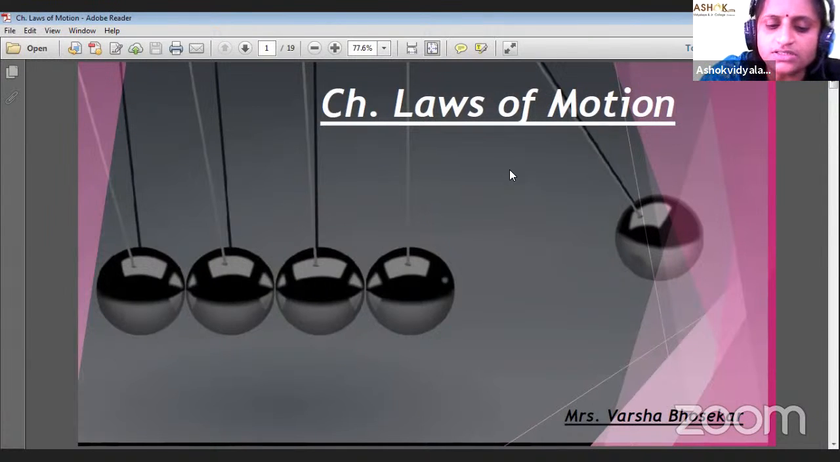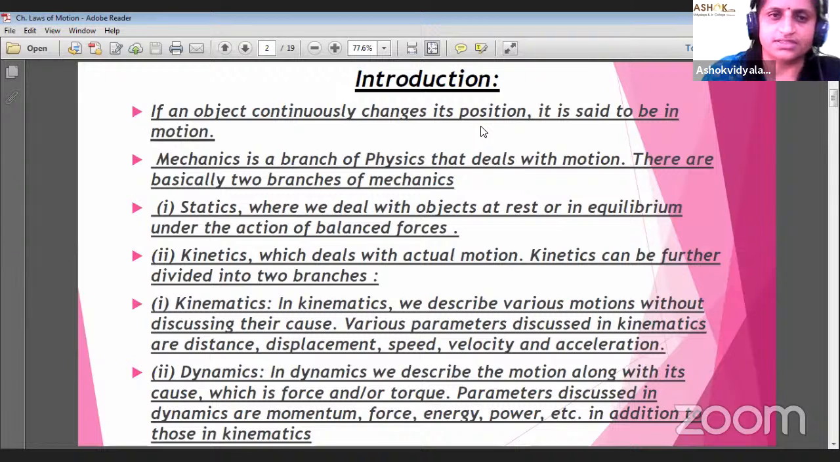Then the importance of Newton's first law of motion, importance of Newton's second law of motion, importance of Newton's third law of motion, and then inertial and non-inertial frames of reference and types of forces. Now we start. First one, laws of motion. Introduction. If an object continuously changes its position, it is said to be in motion.